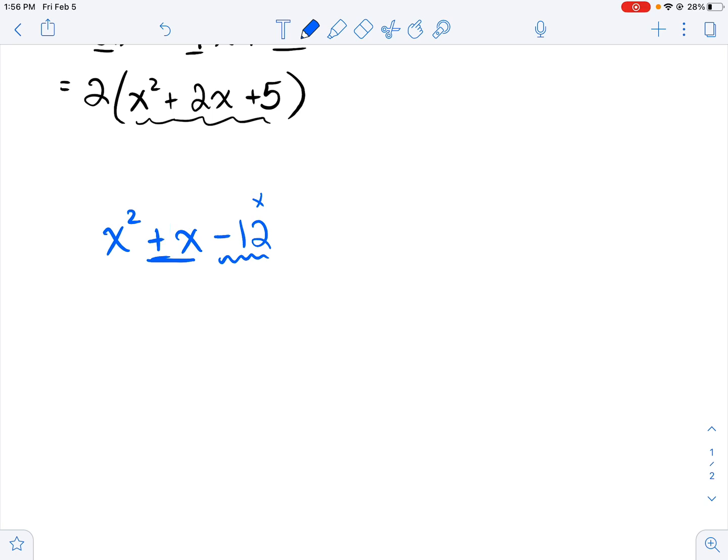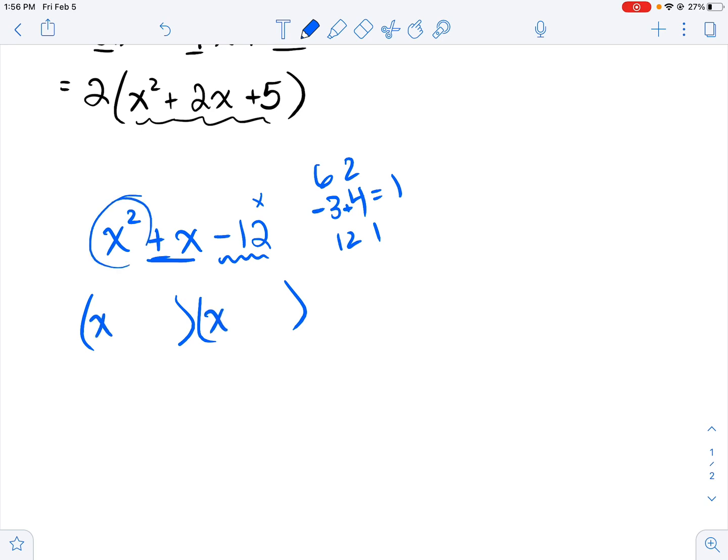So let's see, what multiplies to 12? I got 6 and 2, 3 and 4, 12 and 1. Can any of those make 1 with 1 being positive and 1 being negative? Yes. I think if that's negative and that's positive, it will add to 1. So once I know my numbers, I make 2 sets of brackets. Since we're starting with an x squared, I put x at the front, and then I put my numbers at the back, negative 3, positive 4. And that's how I factor a simple trinomial.